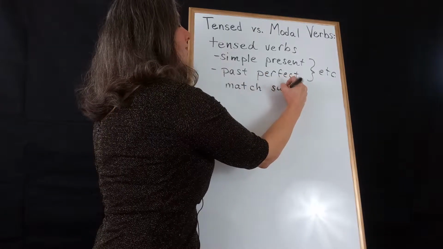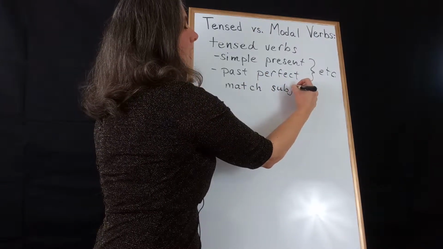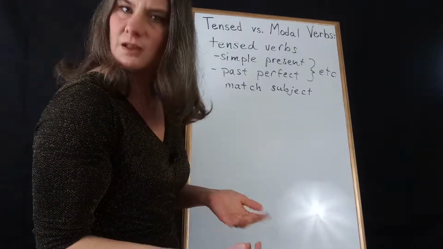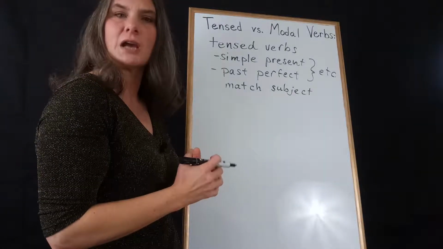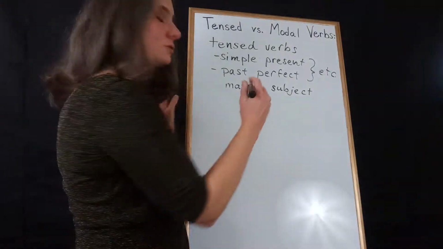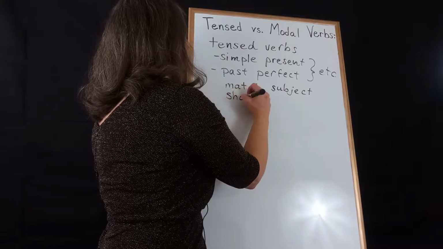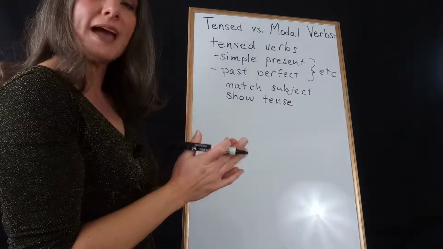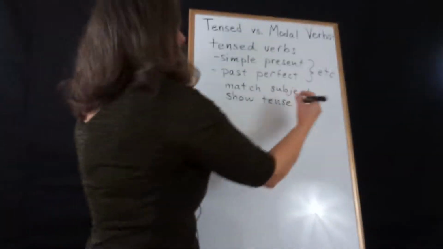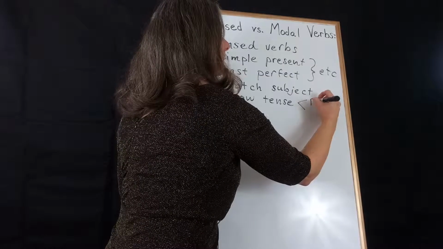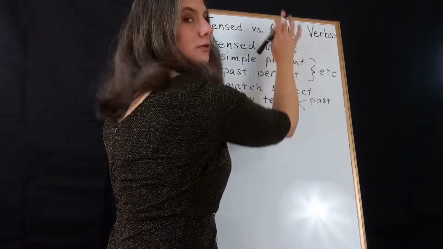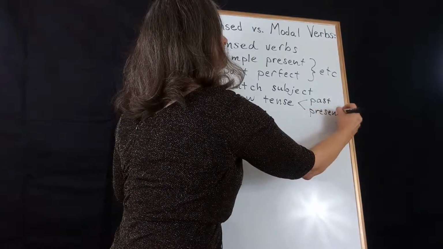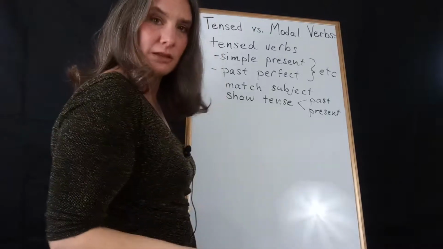So, for example, I go, but he goes. That's what I mean by they match their subject, okay? They also show tense. So these verbs are only past and present. Future is actually a modal verb, so I'll get to that in a minute. So past and present are the tenses that we have in English.